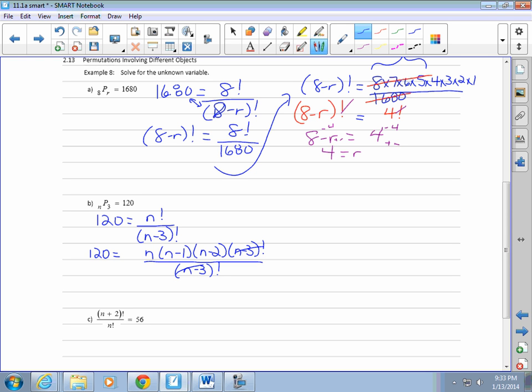So I have 120 is equal to n times n minus 1 times n minus 2. So this is what I'm left with. If I multiply that out, I have 120 is equal to n times (n minus 1) times (n minus 2), which is n times (n squared minus 3n plus 2). Multiply that n through. I have 120 is equal to n cubed minus 3n squared plus 2n.